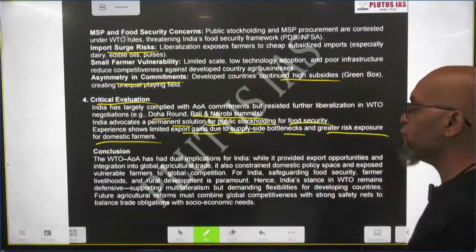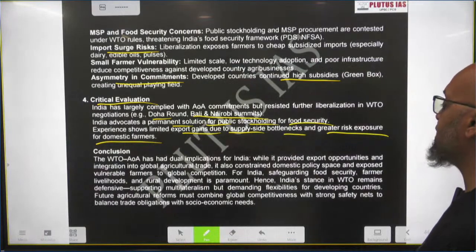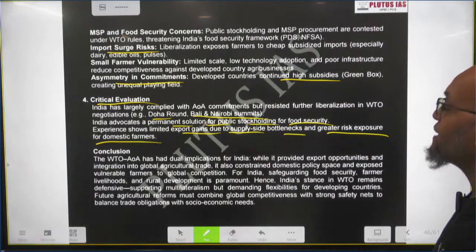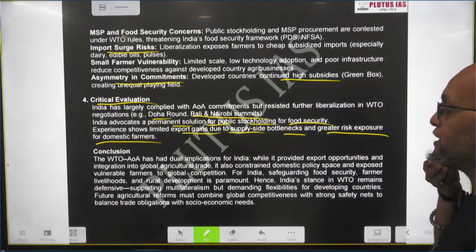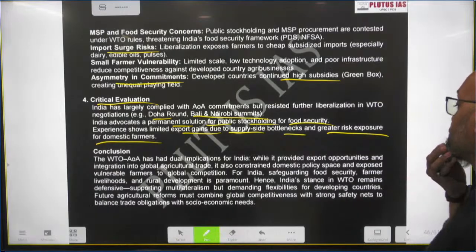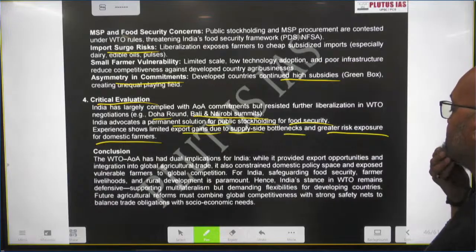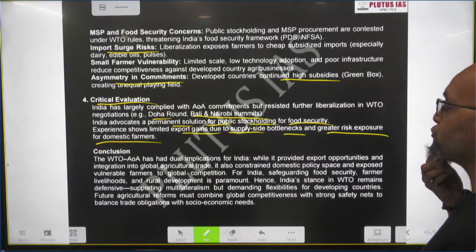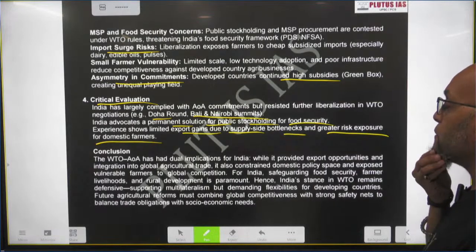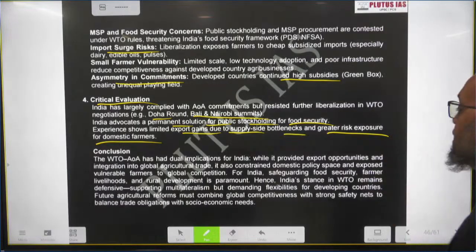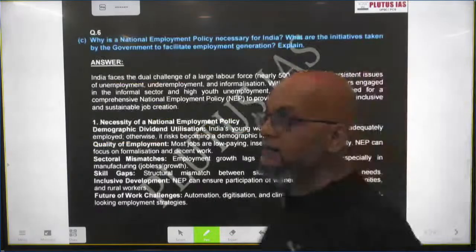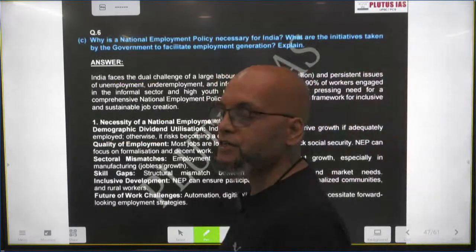Conclusion, WTO AOA has had dual implications for India. While it provided export opportunities and integration into global agricultural trade, it also constrained domestic policy space and exposed vulnerable farmers to global competition. For India, safeguarding food security, farmer livelihoods, and rural development is paramount. Hence, India's stance in WTO remains defensive, supporting multilateralism but demanding flexibilities for developing countries. That's what India's stand is, that you have to give some concession to developing countries.